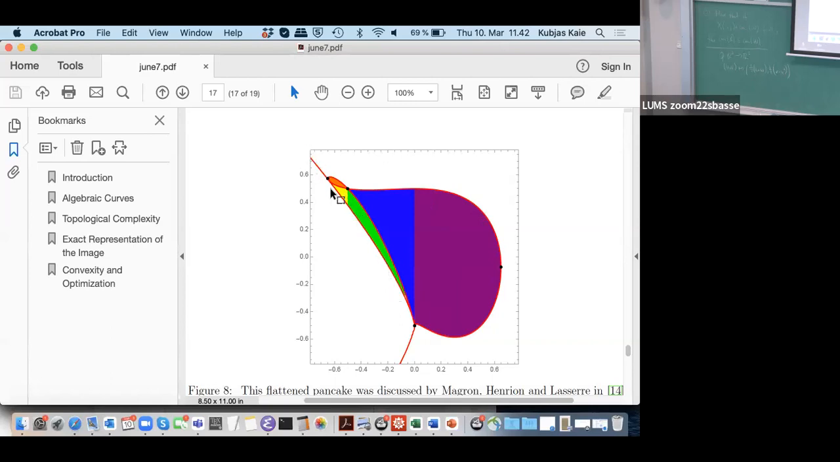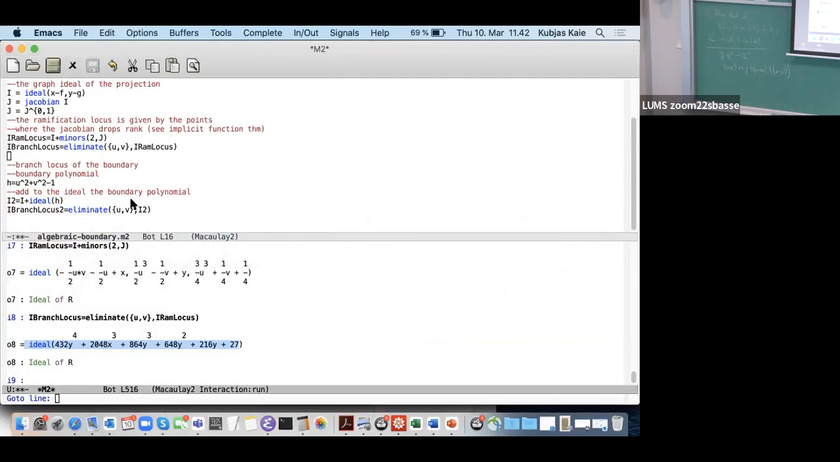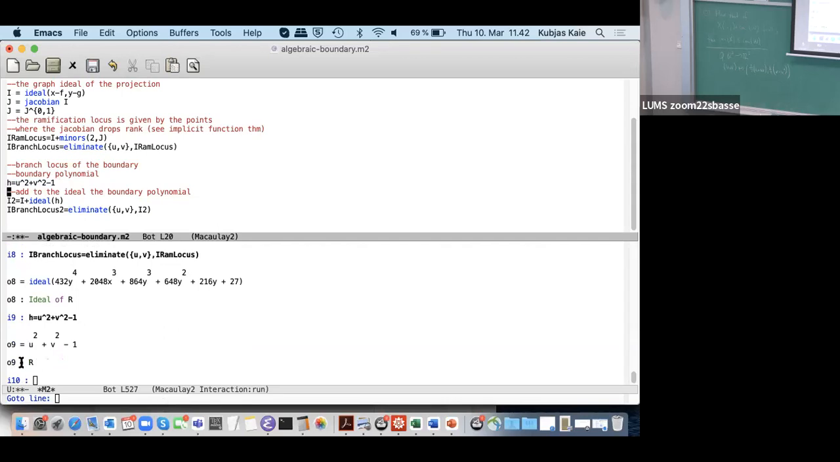Okay. So that was one part of it. And the second part is we also have to compute the part that comes from the boundary. And actually, it's easier than what I said in the morning. We just take the polynomial that's defining the unit circle, u squared plus v squared minus 1. And we add this polynomial to the ideal that was defined by the parametrization map, because we're actually just interested in the image of the unit circle. So it's nothing else in this case. And then we want to eliminate u and v again. So this is actually much quicker.